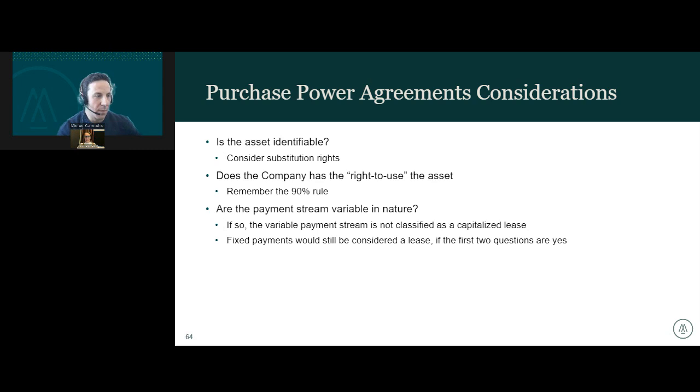A couple of examples here: if you have a power plant as an identified asset and the entity has the exclusive right to purchase all the power produced for the period of use, likely there's an identified asset and there's control in place. That is my quick summary of leases. If you have any questions, please feel free to reach out and I'll turn it over to Julie.